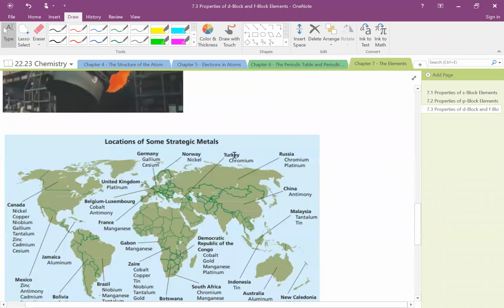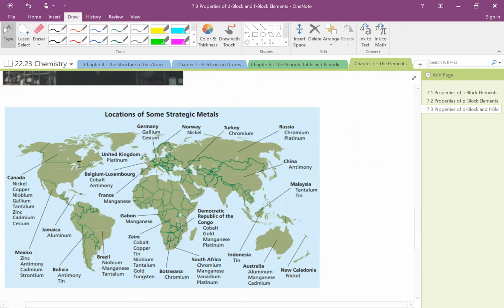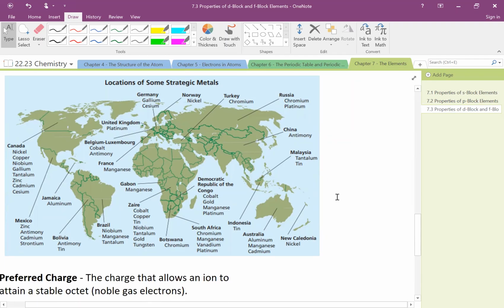But I digress. So here I actually have a map that shows many different locations of where we get some important metals, right? So you can see the United States kind of barren here, but if we go to Canada, we can get nickel, copper, niobium, gallium, tantalum, zinc, cadmium, and cesium. So we get a lot of stuff from Canada. If you wanted to get some tin, you'd probably go to Indonesia. If you wanted to get chromium, you could go, of course, to Russia, Turkey, anywhere like that. So this just shows that different metals are found in many different locations throughout the Earth.